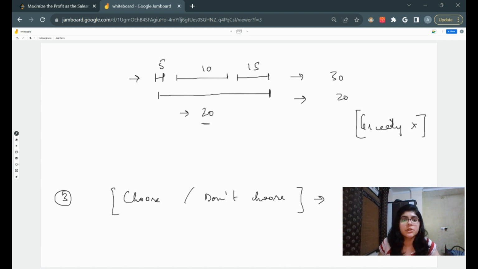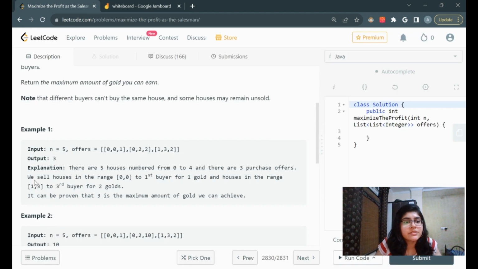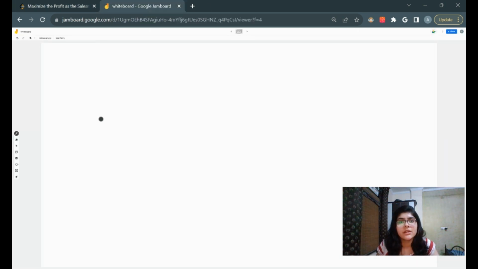Since DP will explore all the possible states, and for each state we will have these two options, whether to choose or don't choose, and basis that solution we will be going forward with the next state. So in this algorithm, first I will have to sort these houses according to the start point, right? So suppose I have some houses, and like 0, 1, 2, 3, 4, 5, and 6.